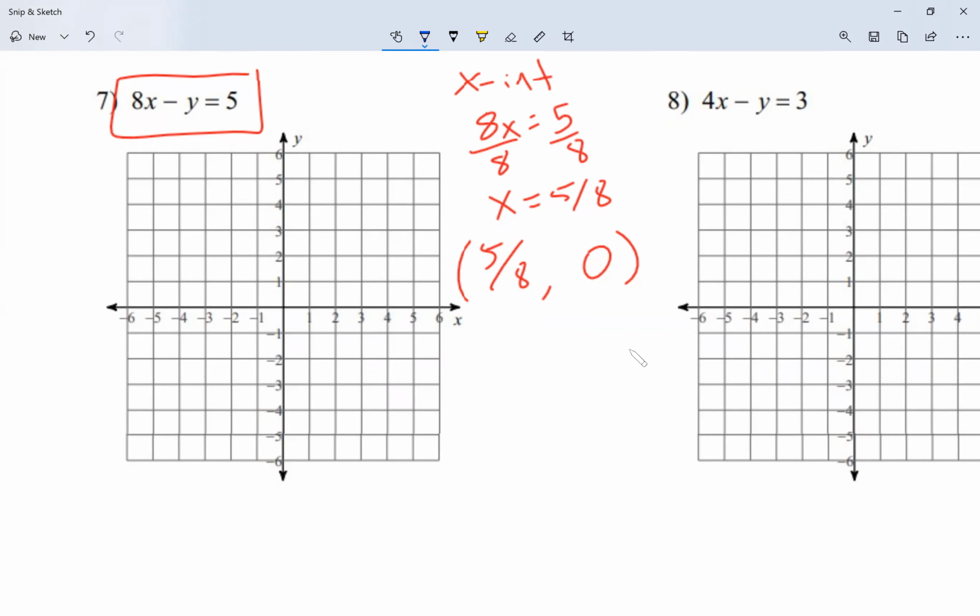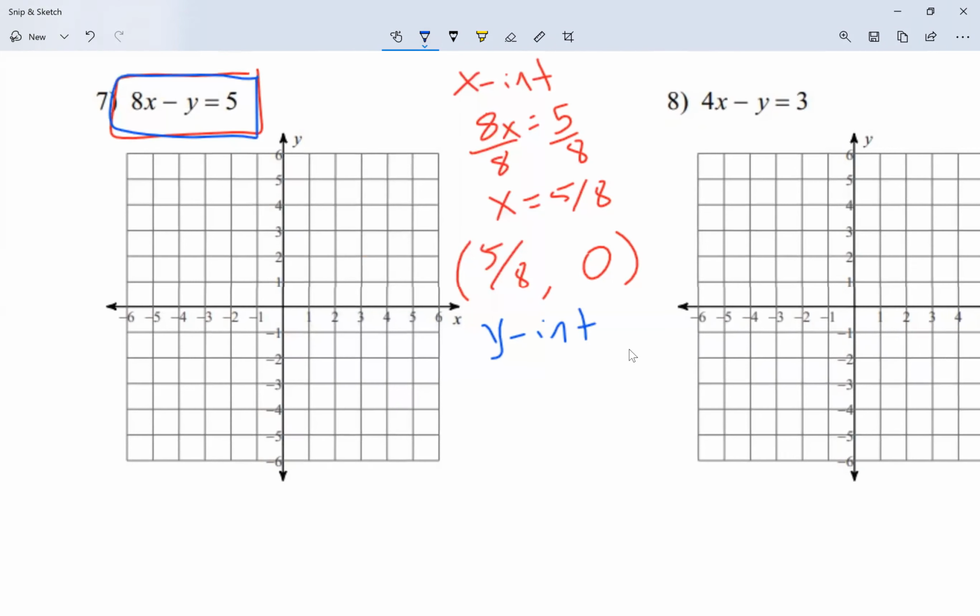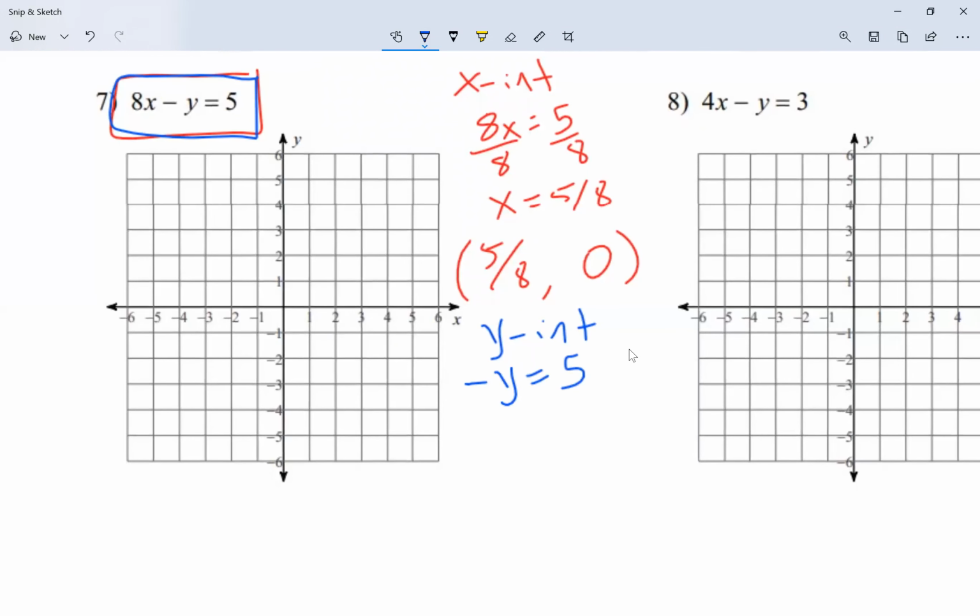My other point, let me use blue for my other point. We're going to use the y-intercept. So having my equation, let me highlight the equation again. Let me copy all that without the x term. So I'm going to write this as -y equal to 5. Notice how I don't copy the x term because I'm solving for y. So -y is equal to 5. Let me change the signs. Technically, I can do that if I multiply everything by -1.